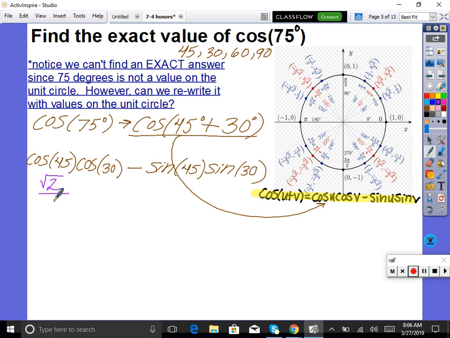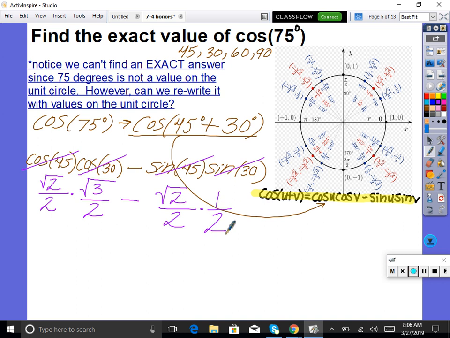So this calculates to be root 2 over 2. Then we have a times sign. The cosine at 30 degrees is root 3 over 2, agreed? Now we have minus, the sine at 45 degrees, which we should definitely have memorized, isn't that root 2 over 2? And then times the sine at 30 degrees, times 1/2. So that is an exact answer. Isn't this an exact answer? Yes. Now let's just simplify.